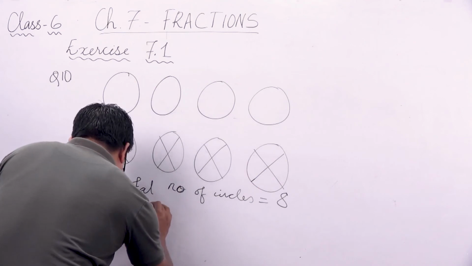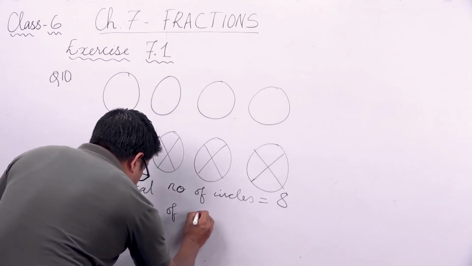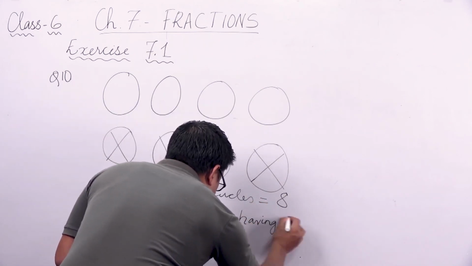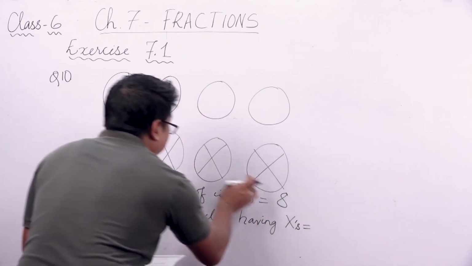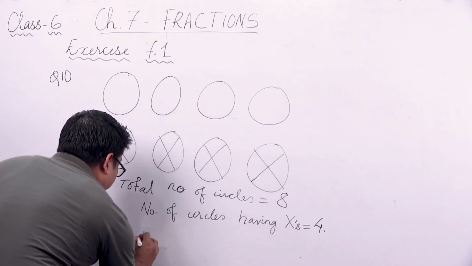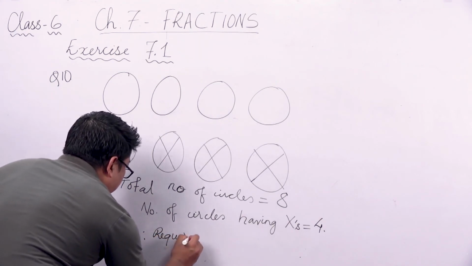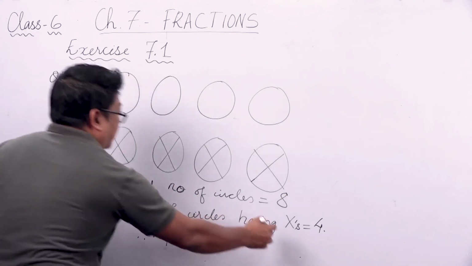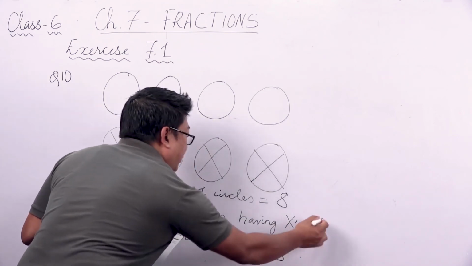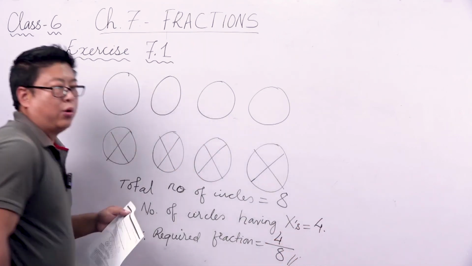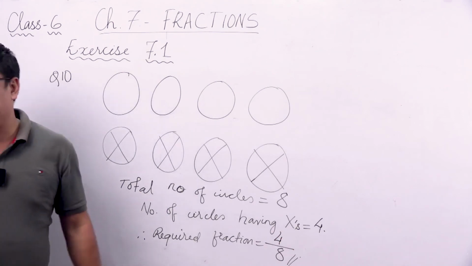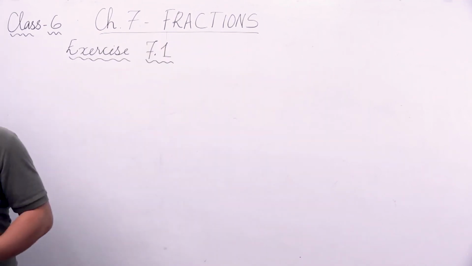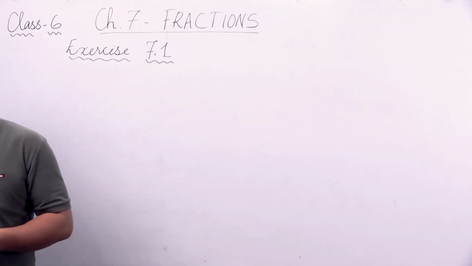So we can write, number of circles having X is 4. Therefore, the required fraction is equal to, the total number is 8, out of which we are considering only 4. So this is your required fraction. Okay, children? So with this, we come to the end of this question. With this, we will end the exercise here.